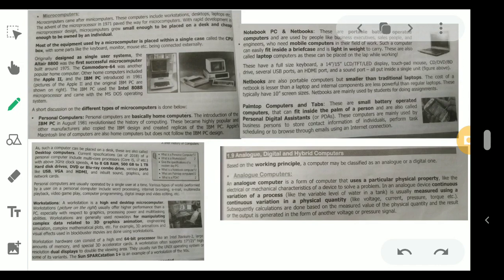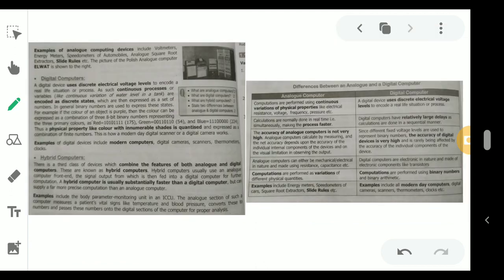Subsequently, the calculations are done based on the measured value of a physical quantity, and the result or output is generated in the form of another voltage or pressure signal. Examples of analog computing devices include the voltmeter, energy meter, speedometer of an automobile, analog square root extractor, slide rules, etc.